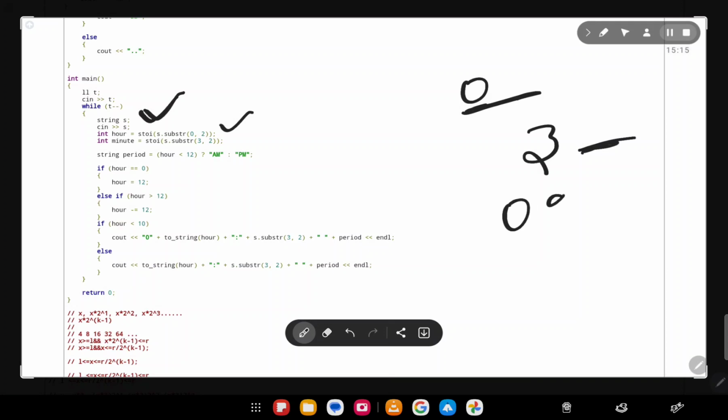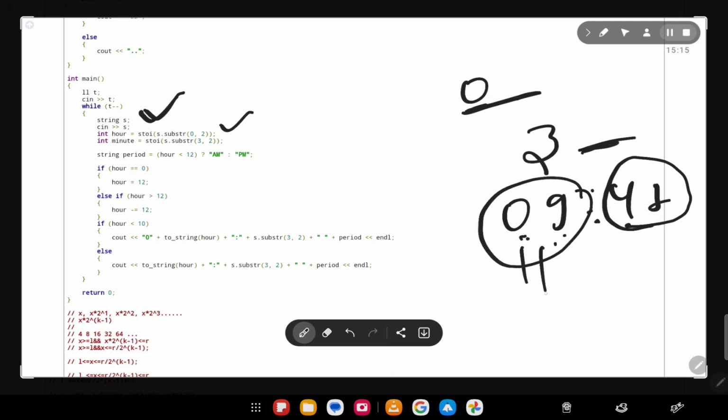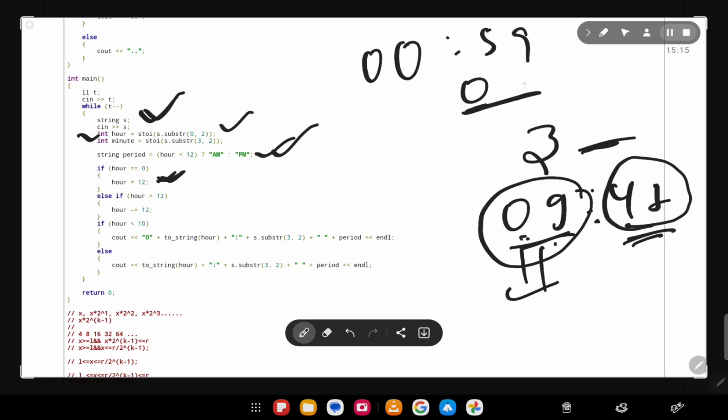It means if 09:41 was given to you, then indices 0, 1, 2 and then 3, from here I was considering these two parts of the string, and from 0 to 2 these two parts of the string. This is the hours, means the first two parts are hours and the last two parts are minutes. And you have to see if it is less than 12, then we have to consider it as AM, else we have to consider it as PM. If hour is equal to 0, then simply you have to consider it as a 12.